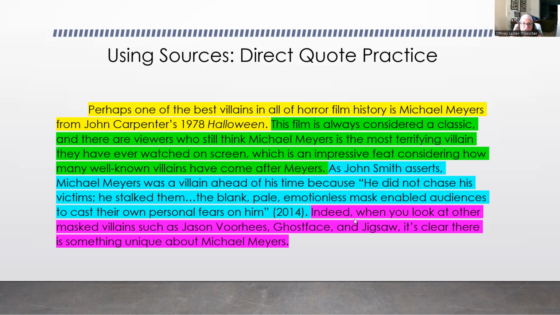Right? Lots of different ways you can use direct quote. It doesn't have to be full sentences. Right? Look at what is absolutely necessary to quote.